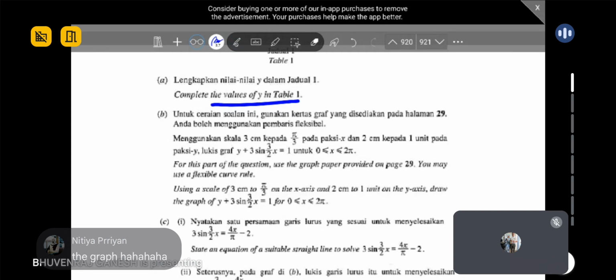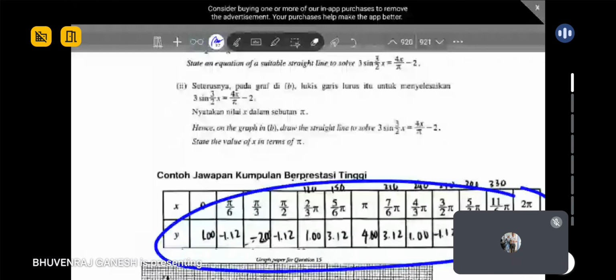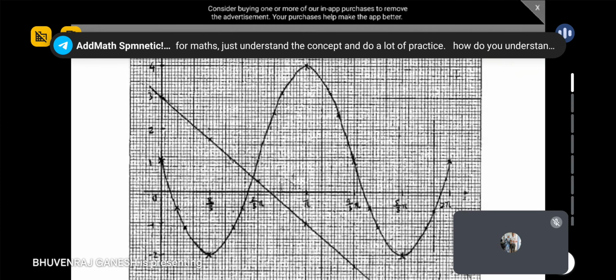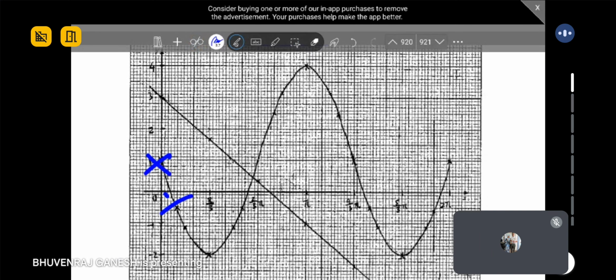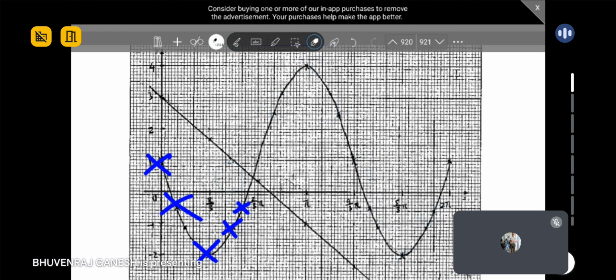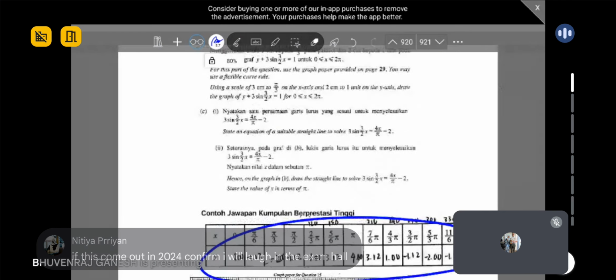3 cm to pi over 3 on the x-axis and 2 cm to 1 unit on the y-axis. Don't worry, guys. After you plot, you'll understand why the shape is like that. Plot the points one by one, 1, 2, 3, 4, 5, and then 6, 7, 8. All these points you plot, based on your table. Then you connect all these points and you will get the graph. The line not yet. Don't look at the line yet.